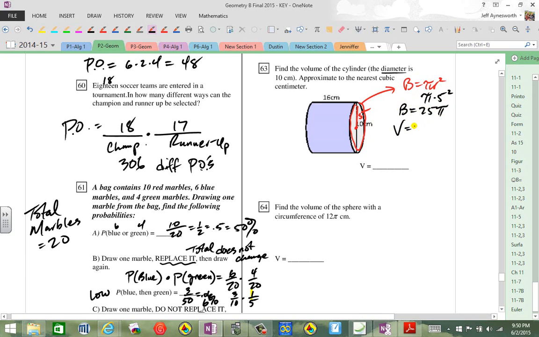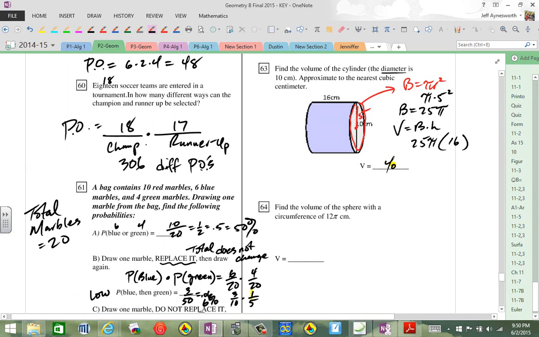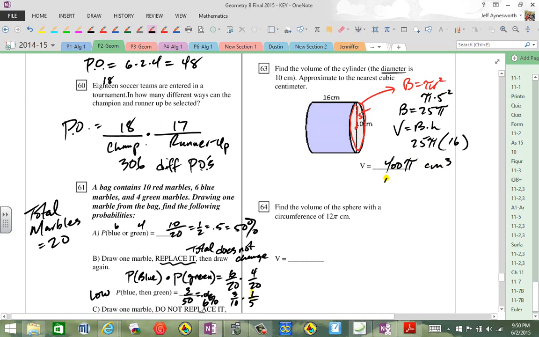The volume is base area times height. So you're going to take your 25 pi times the height of 16. Now 25 times 16, that should be 400, but let's check. So 25 times 16 is 400, so you get 400 pi cubic centimeters here. What is that? It's over 1200, so you multiply it by pi, and you get 1256.6 cubic centimeters.